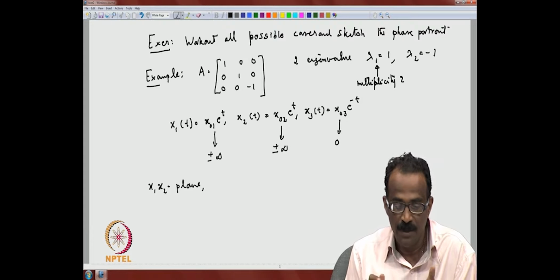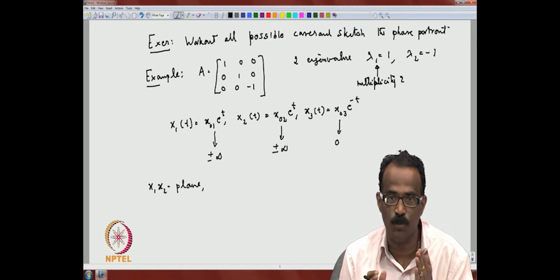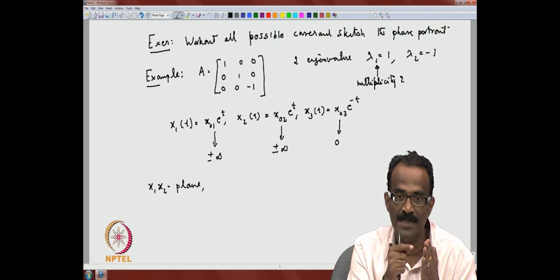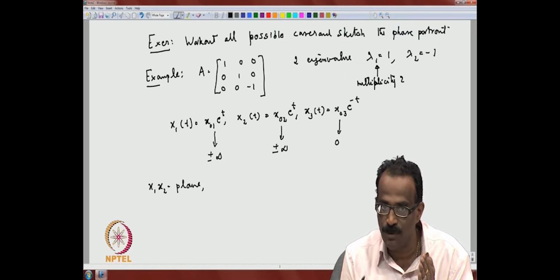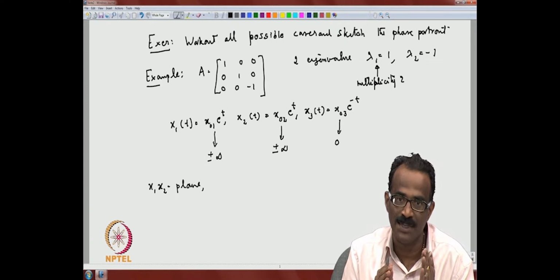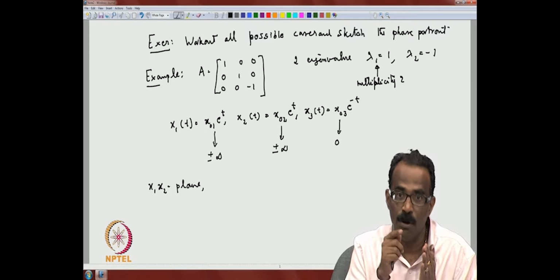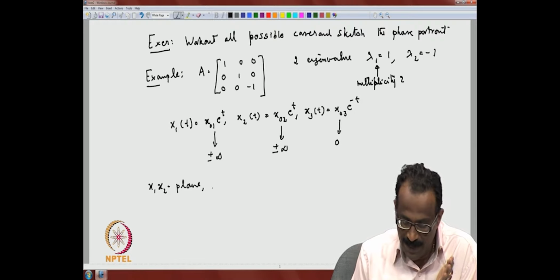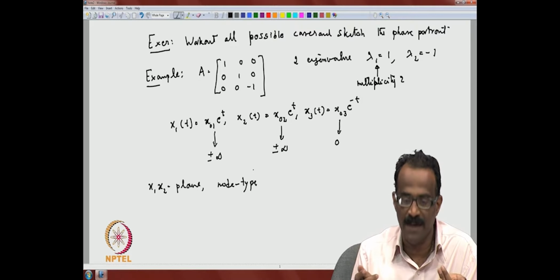So, that graph, if you are looking only at initial values in the x1, x2 plane, if you are starting with an initial third component 0, then x03 is 0, and x3(t) will be 0 for all t. Hence, if you are starting a solution in the x1, x2 plane, it will remain there. And in that case, it is a node type singularity. These are straight lines because you have the same eigenvalue 1.